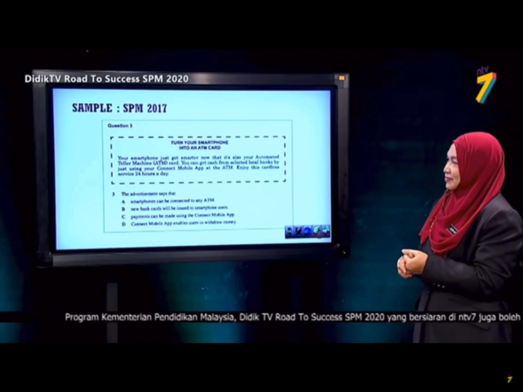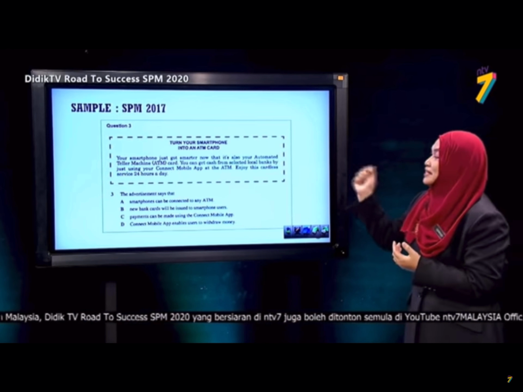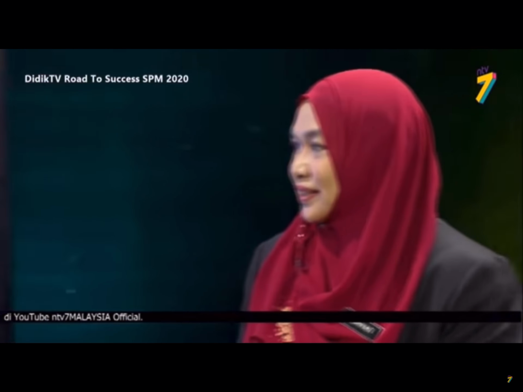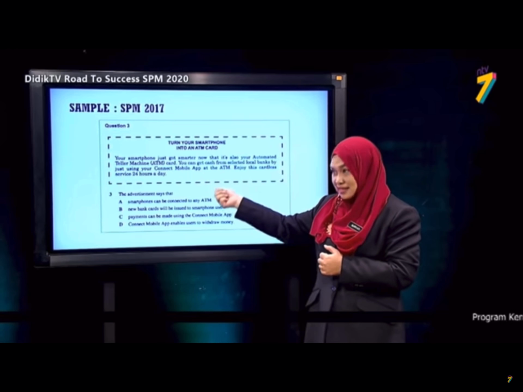I think smartphone use automated teller machine. Is it used as automated teller machine? Okay, where is the evidence? Where is the line that tells you that? The line number 3. 1, 2, 3. Use Connect mobile app. So you're saying that the smartphone now can be used as an ATM card.